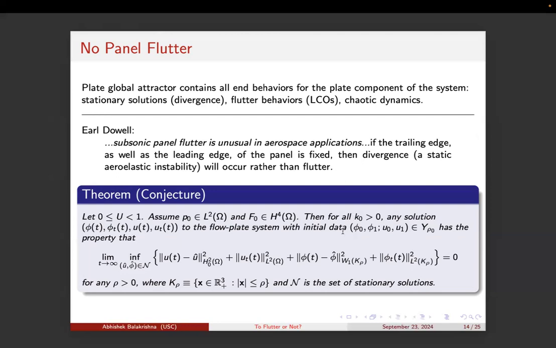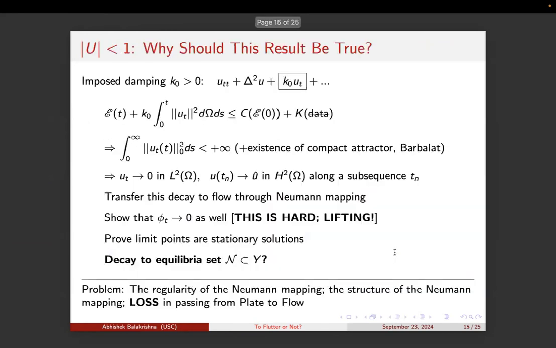So there's this conjecture that if we have subsonic flow, then eventually u and phi approach the set of stationary solutions. That's what this essentially says. u approaches the set of stationary solutions, so does phi, and u_t and phi_t go to 0. Now, how can you see this from the model? Why should this be true?